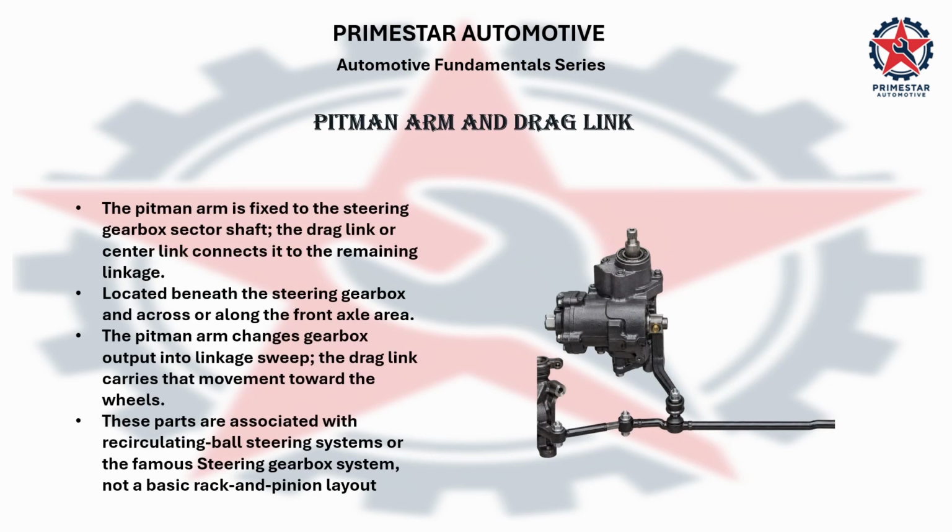Next is the Pitman arm and drag link. The Pitman arm is fixed to the steering gearbox sector shaft. The drag link or center link connects it to the remaining linkage. It is located beneath the steering box, across or along the front axle area. The Pitman arm changes gearbox output into linkage whip. The drag link carries the movement towards the wheels. These parts are associated with recirculating-ball steering systems, famously known as the steering gearbox system, not the basic rack-and-pinion layout.